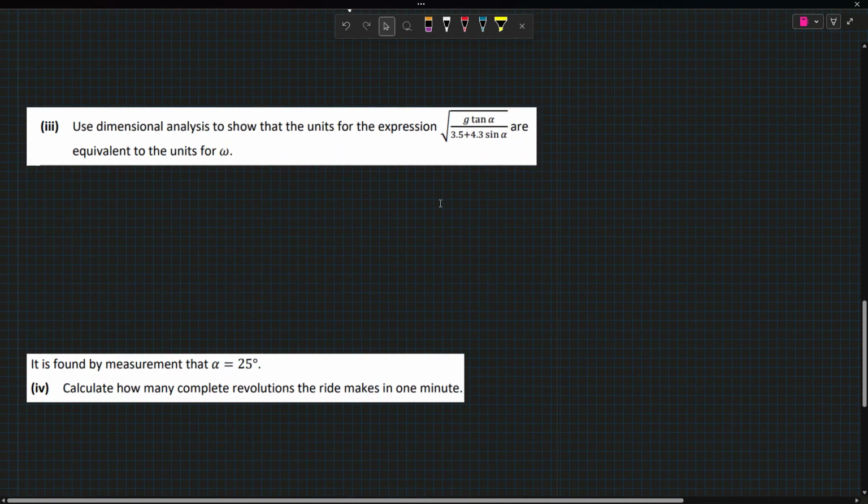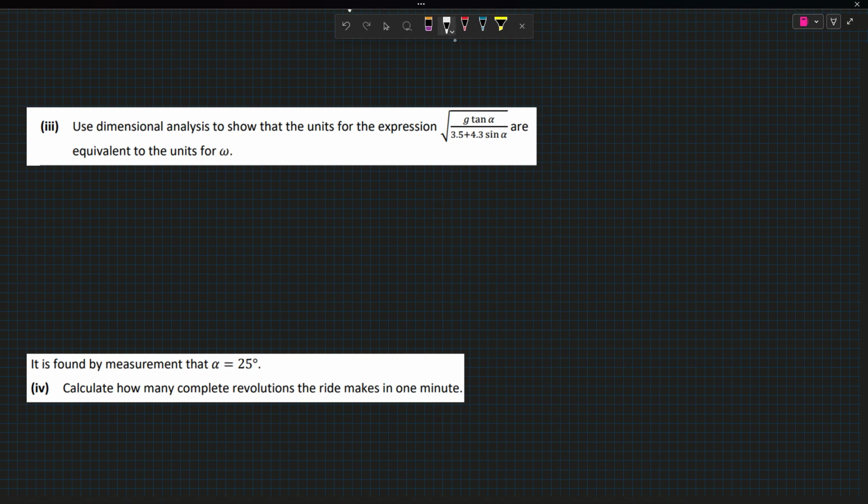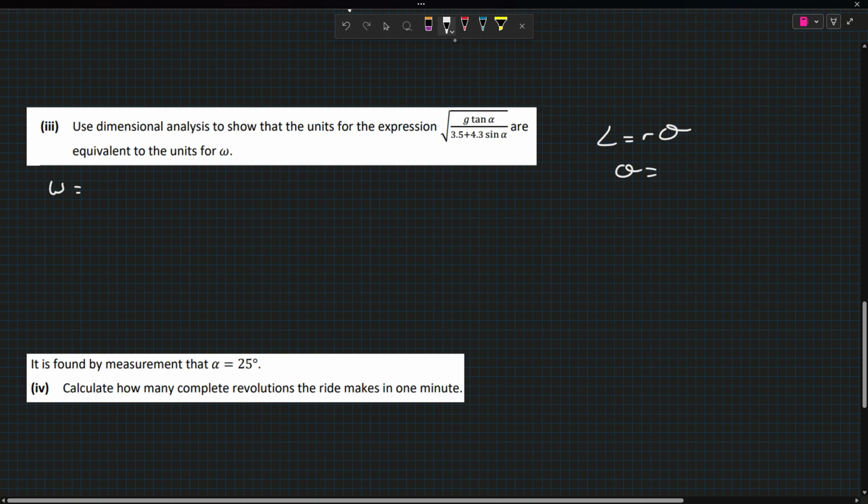Now, we have to use dimensional analysis to find the units, or to show that the units are compatible. The units of omega are technically radians per second. However, radians as a unit is naturally dimensionless because it is essentially just the ratio of the length of an arc over the radius of a circle. So the units of omega are actually just per seconds.